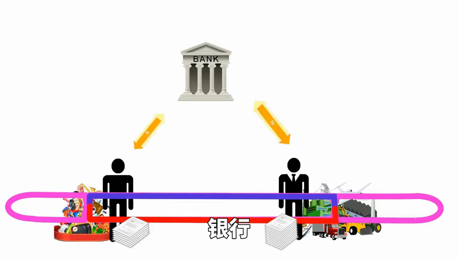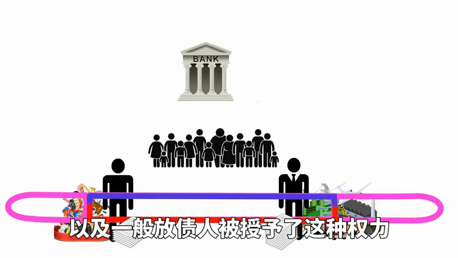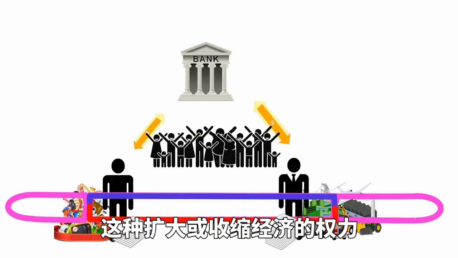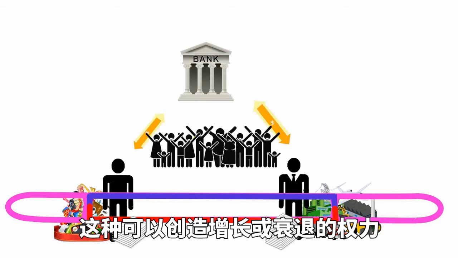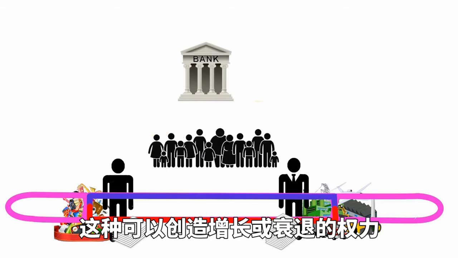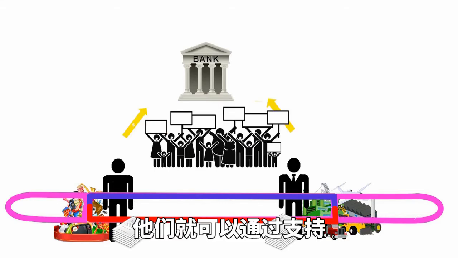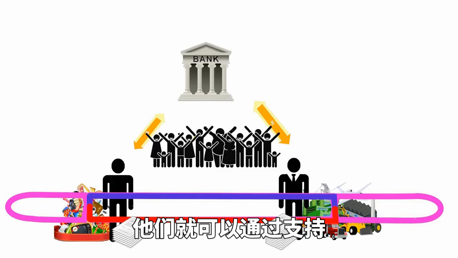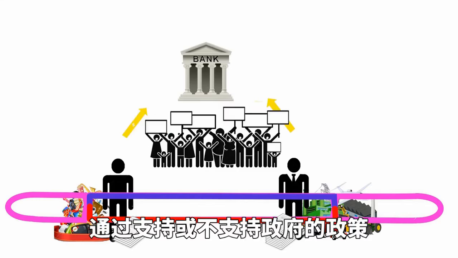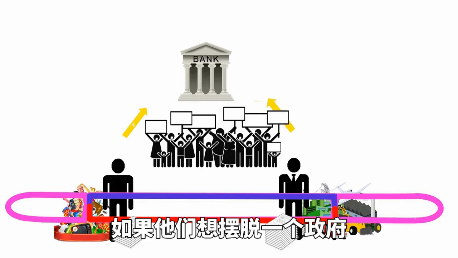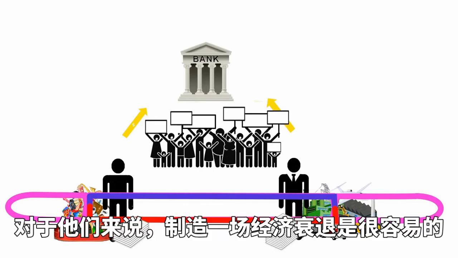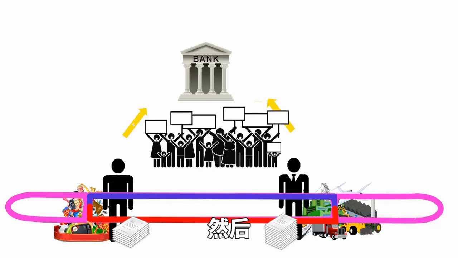Here we notice already the power that is given to the banks and the money lenders in general, the power to expand or contract the economy and to create growth or a recession. In that way they can support or impeach governments by supporting or not their policies. If they want to get rid of a government, it's very easy for them to create a recession and blame the government for the bad state of the economy.